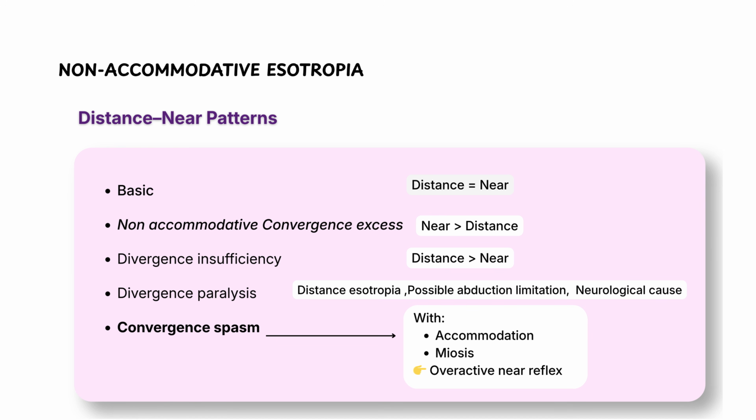Convergence spasm can also present as intermittent esotropia. This is because of sudden overconvergence along with accommodation and pupillary constriction, and basically represents an overactivation of the near reflex.